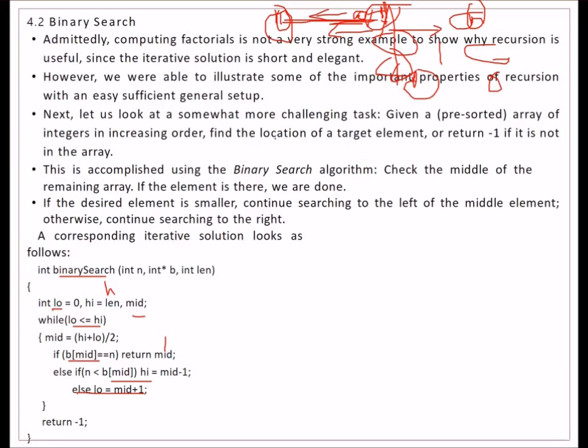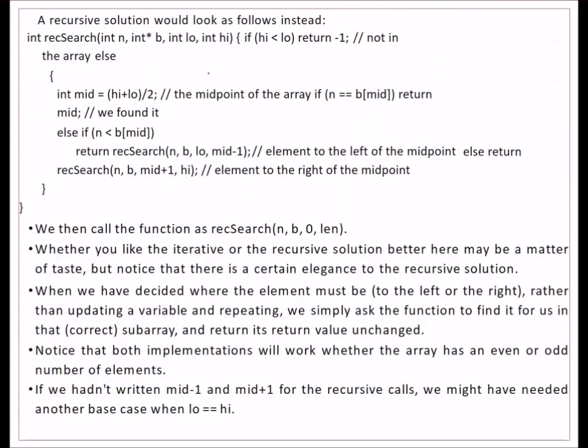Why are we returning minus 1? Find the location of the target element, or return minus 1 if it is not in the array. If the array does not contain that value, we return minus 1. This is how we use it in programming.